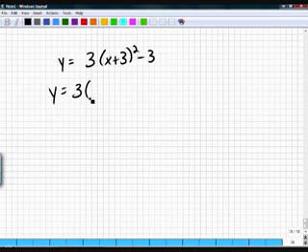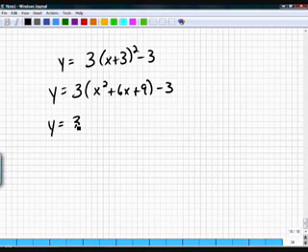So we got 3 times (x plus 3) squared. See if we can do that in our head. What is x plus 3 squared? Good job. X squared plus 6x plus 9, minus 3. 3 times that would be y equals 3x squared plus 18x plus 27. Then we got to do the minus 3, so I'm just going to erase that so I don't have to rewrite it again. 24.